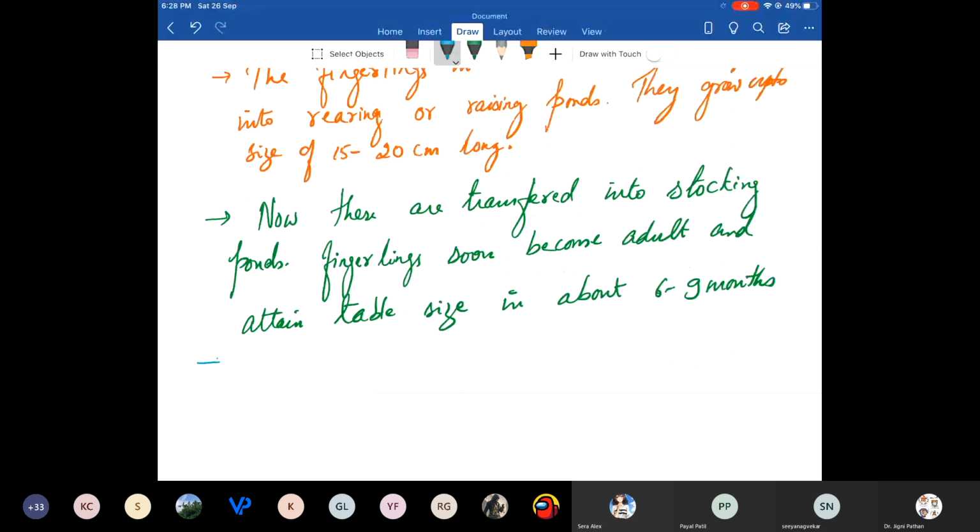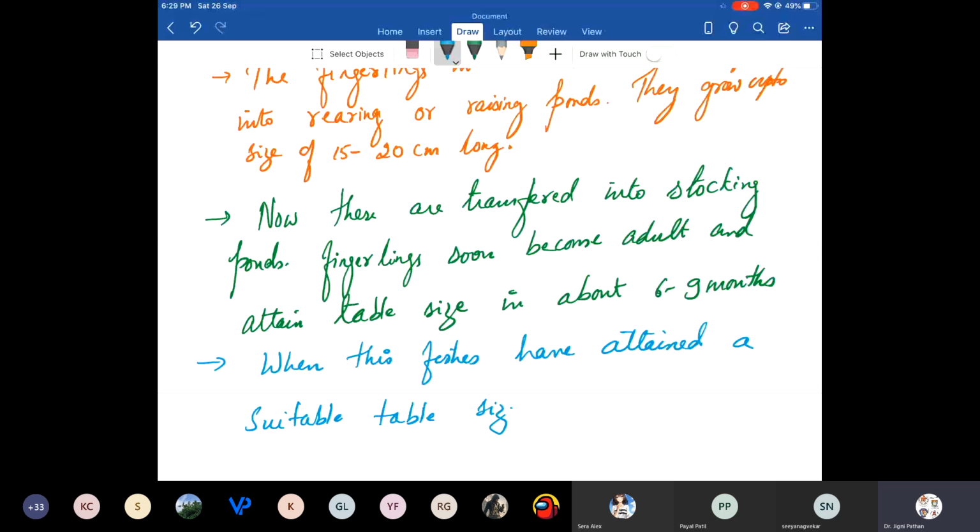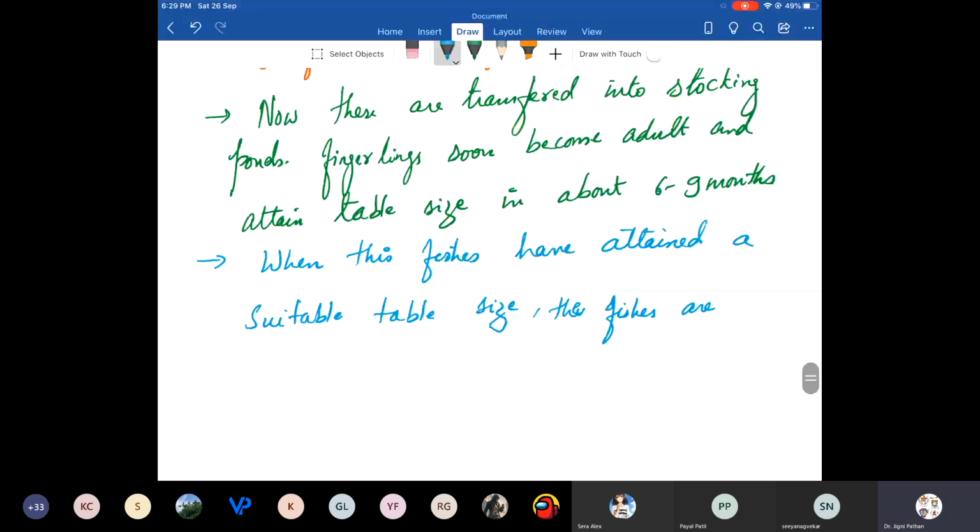Next, when these fishes have attained a suitable table size, the fishes are captured by using fish cage.